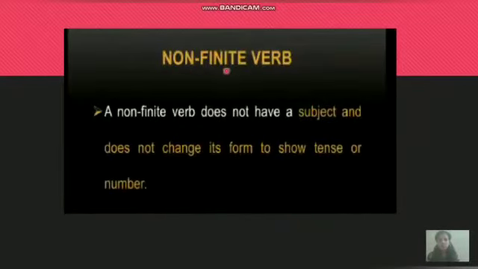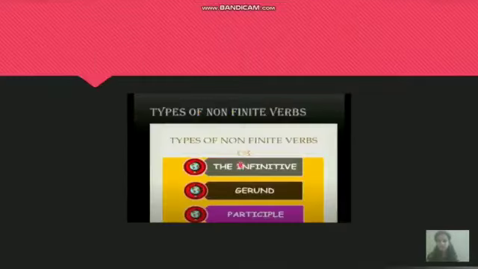Now what do you mean by a non-finite verb? A non-finite verb does not have a subject and does not change its form to show tense or number. In a finite verb, I told you that the verb changes according to the tense and according to the number. The non-finite verbs are the infinitive, gerund, and participle. Now let us look at each one separately.